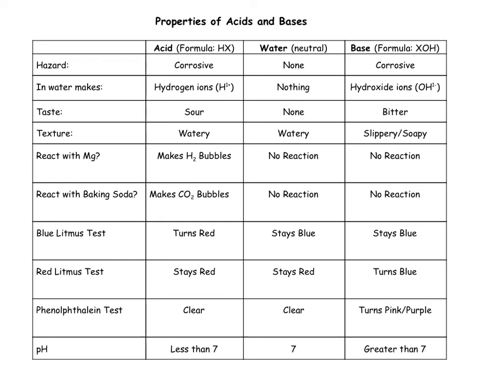The other thing you can do is you can buy pH paper or a pH meter. And acids always have a pH that is less than 7, where water has a pH of 7, and other neutral things have a pH of 7 as well. And bases always have a pH greater than 7. We'll talk more about what pH stands for and how it gets measured in another lesson.